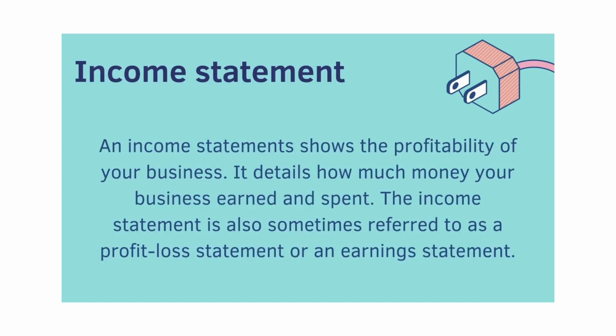Next is the income statement. The income statement shows the profitability of your business. It details how much money your business earned and spent. The income statement is also sometimes referred to as a profit and loss statement or an earnings statement. It shows the company's revenues and expenses over a specific period of time, such as a month, quarter, or year. It helps investors and analysts understand the company's profitability and financial performance.